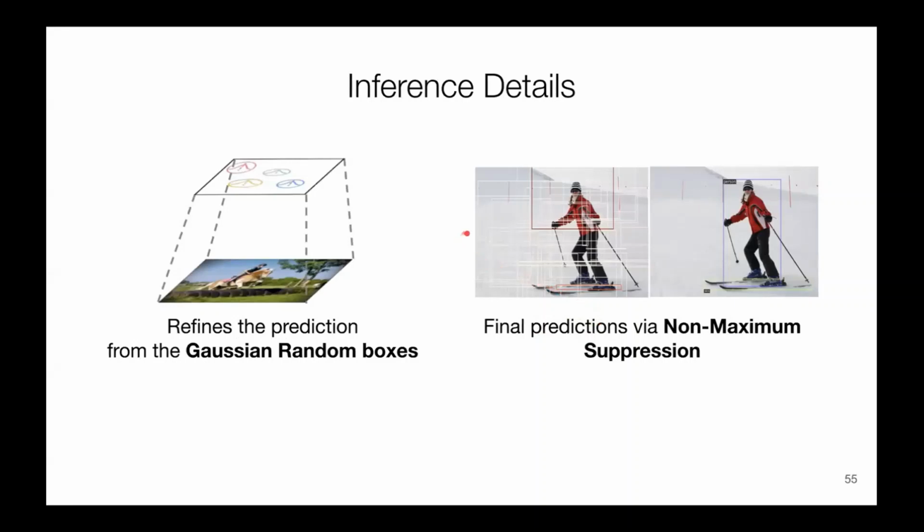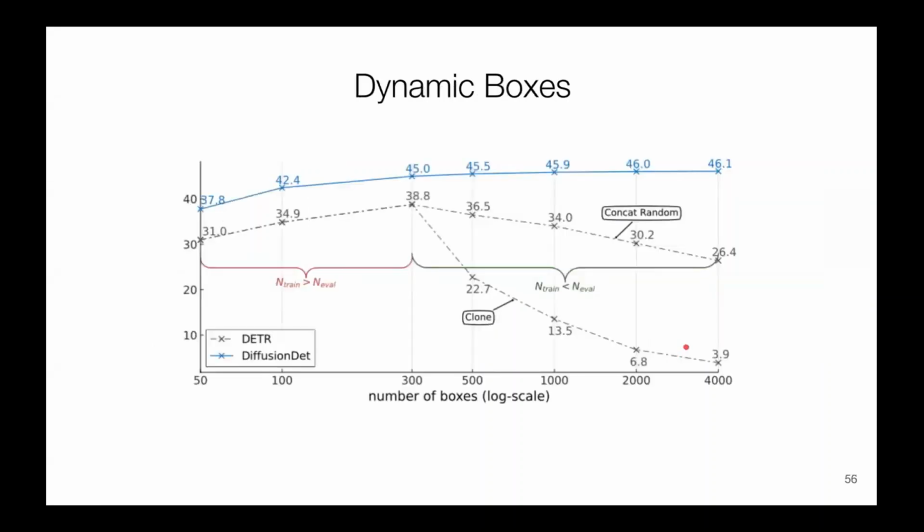And after the training, they ran inference on the samples following these 2 steps. As we explained before, DiffusionDet refines the prediction from the Gaussian random boxes. And after that, they selected the top 100 bounding boxes from the MS-COCO, and they selected 300 boxes from the LVIS dataset. And then they applied non-maximum suppression for more accurate predictions.